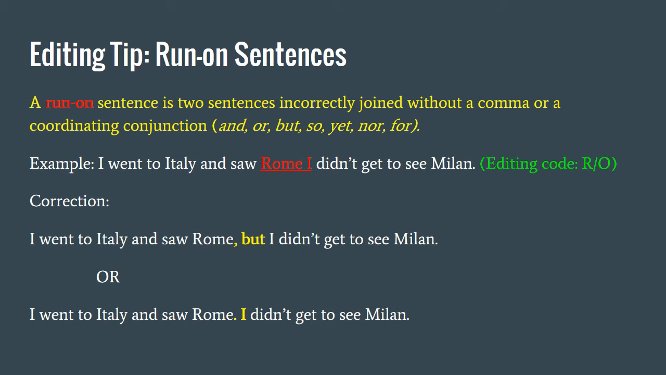Another error that you need to check for is run-on sentences. This is going to confuse your reader because it will make them wonder, when does the sentence end? What's the focus of the sentence? What's the idea here? It will weaken your writing so much. So, okay, what is a run-on sentence? A run-on sentence is two sentences incorrectly joined without a comma or the coordinating conjunction.